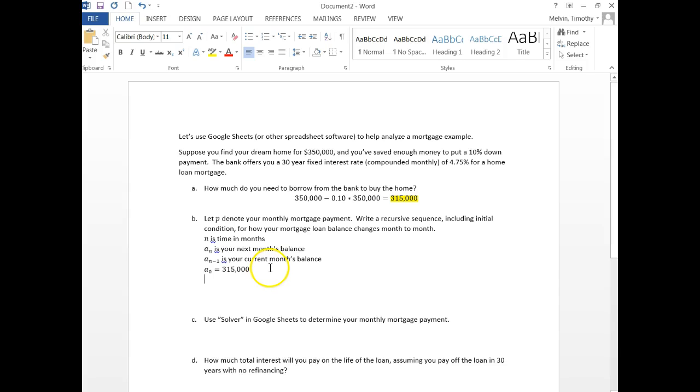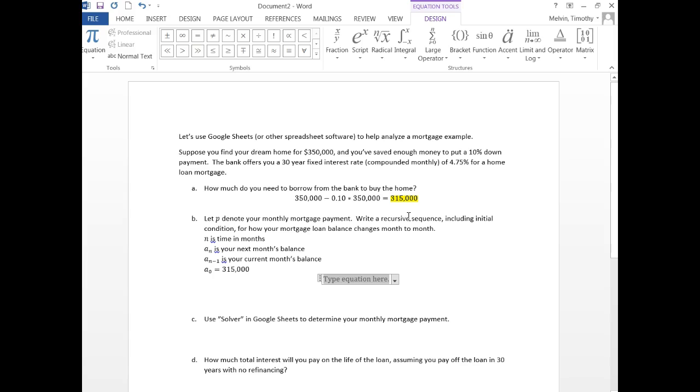And now we need to connect this with a recursive relationship. How does this connect? So how do we get your next month's balance? Well, when I think about it is, well, we need the previous month's balance. Right, that's the A sub n minus 1, or the current month's balance. And then we're going to add interest. The bank's going to charge you interest.